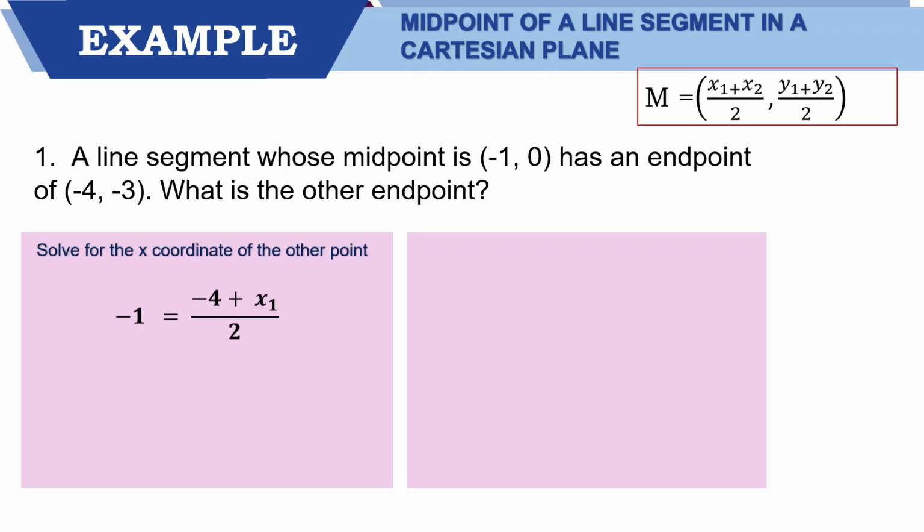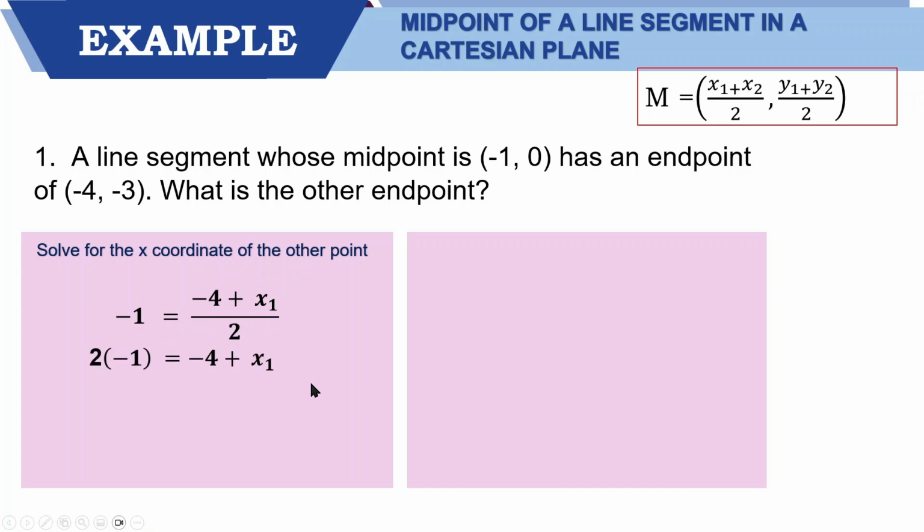Simply put, we just have to use the same formula for the midpoint, except instead of missing the midpoint, we will have the x-coordinate and the y-coordinate plugged in, and we'll be finding x sub 1 and y sub 1 respectively. So for the first one, since we know that the midpoint is (-1, 0), the x-coordinate of the midpoint is negative 1. So we put that in the place of m, and then we find x sub 1.